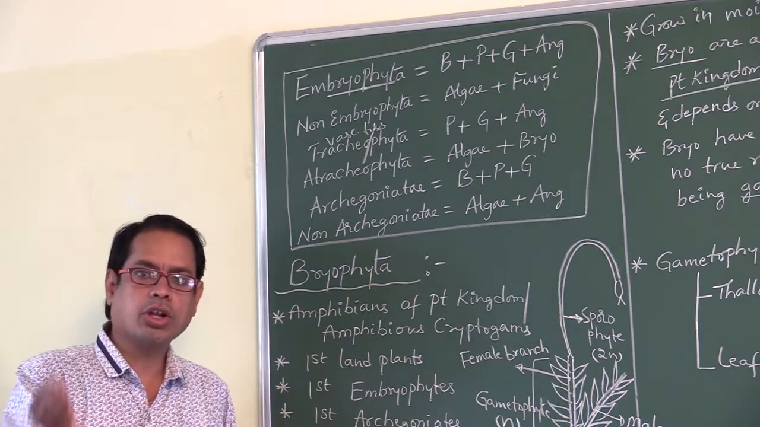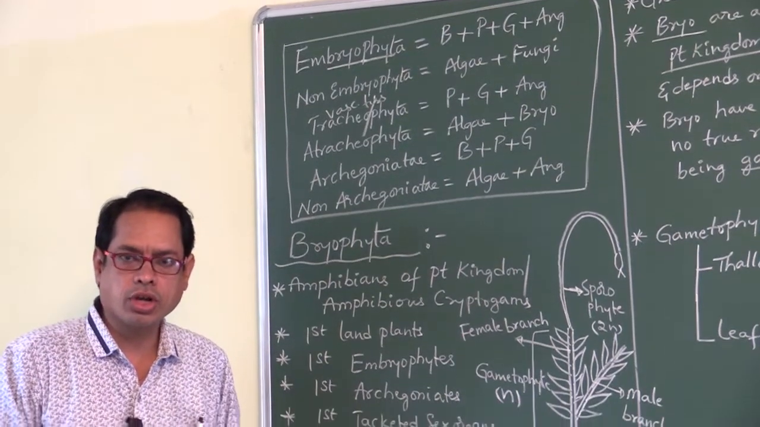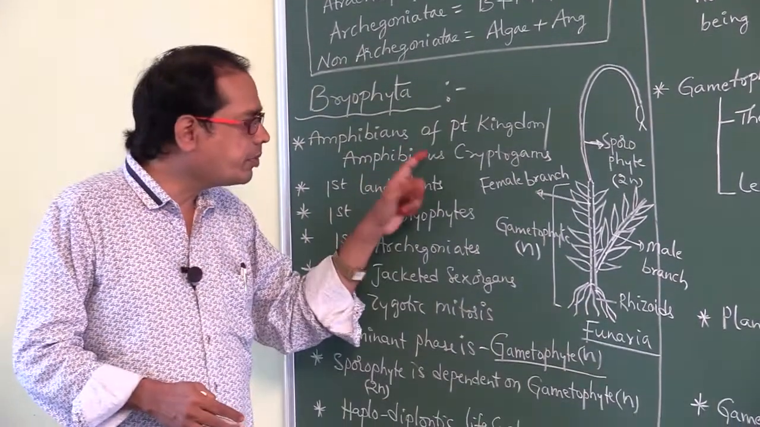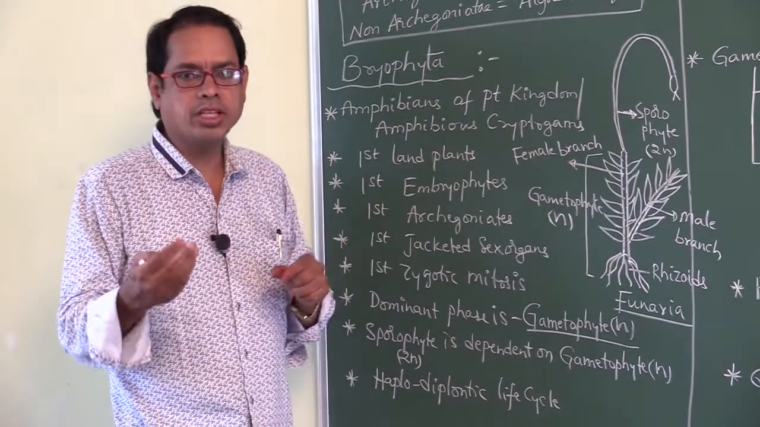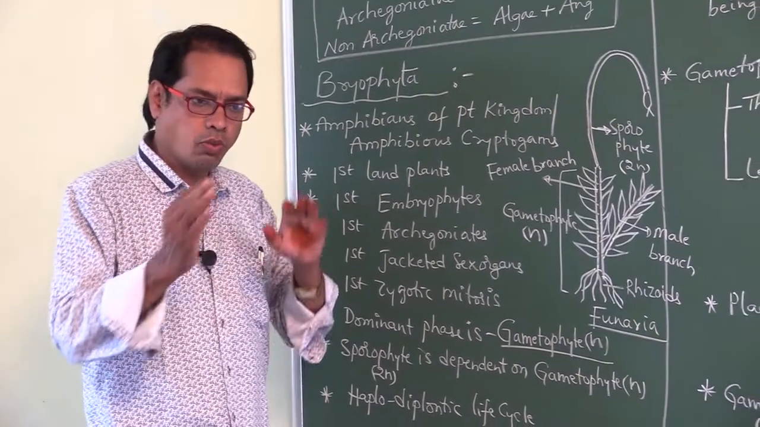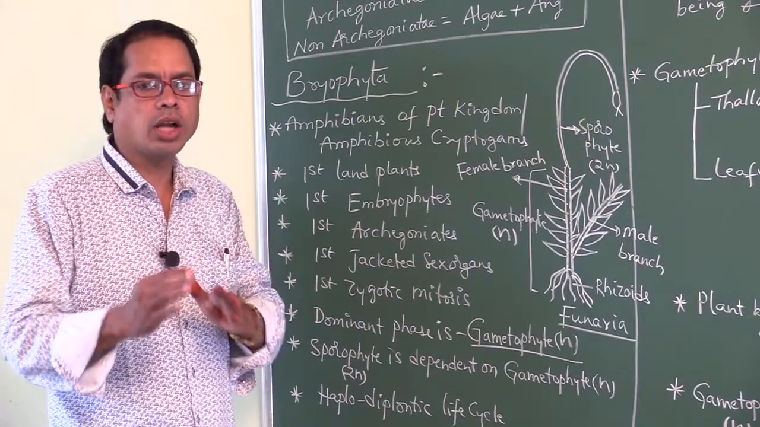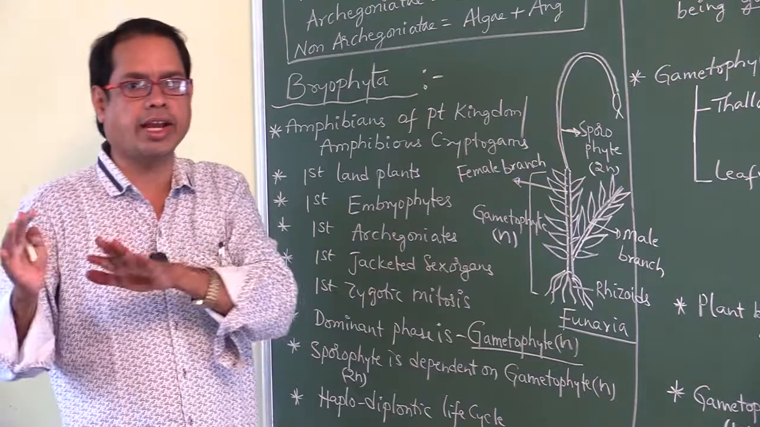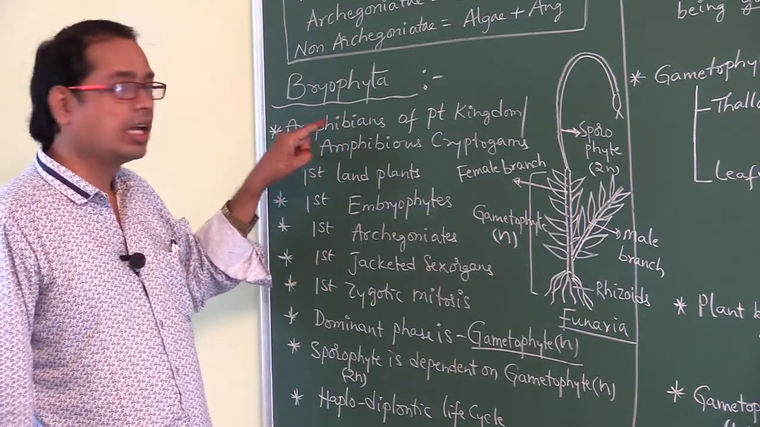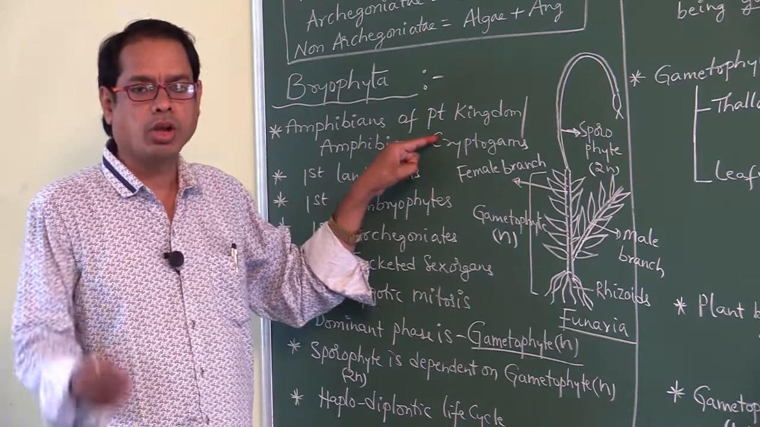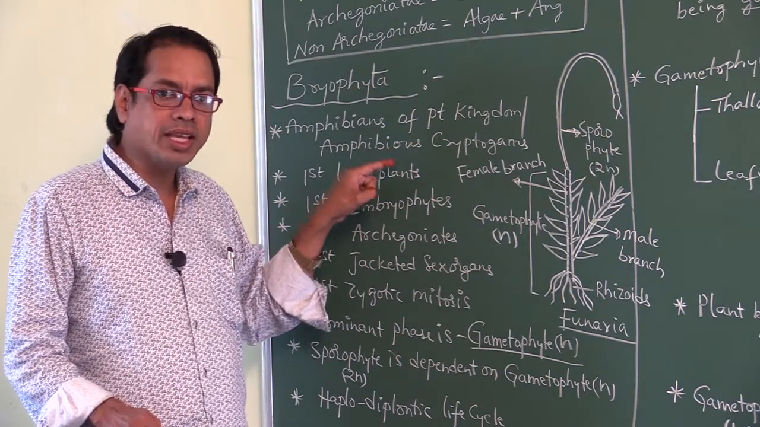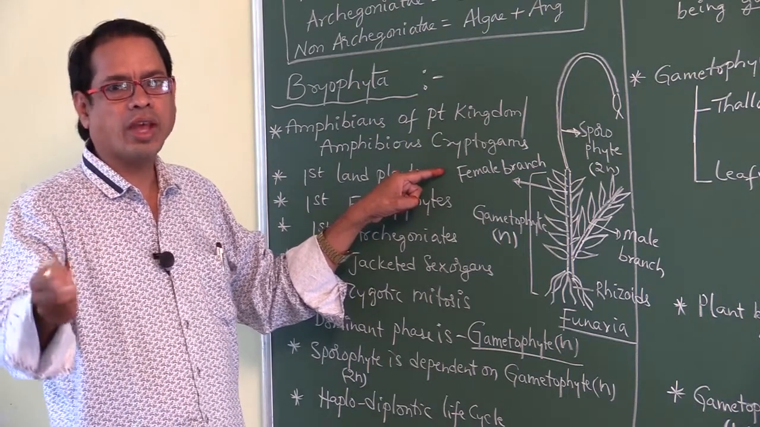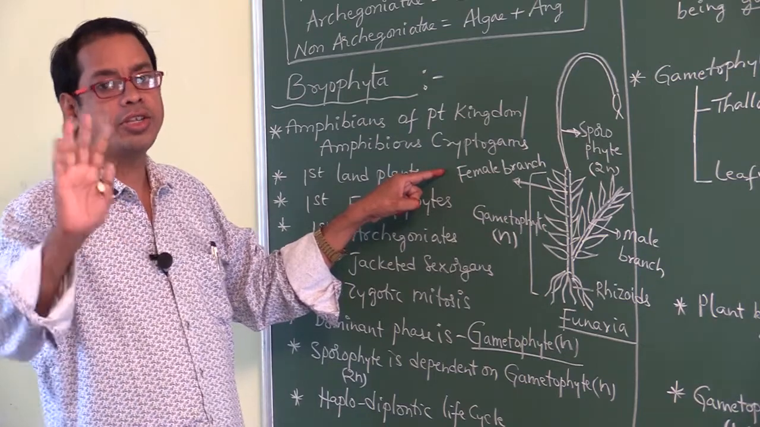Right. What are bryophytes? These bryophytes are also called amphibians of the plant kingdom, also called amphibious cryptogams. Amphi means both. They live in moist soil and they require water for fertilization. That means they live both in water and on land. That's why they are called amphibians of the plant kingdom, because they require water for fertilization, sexual reproduction.